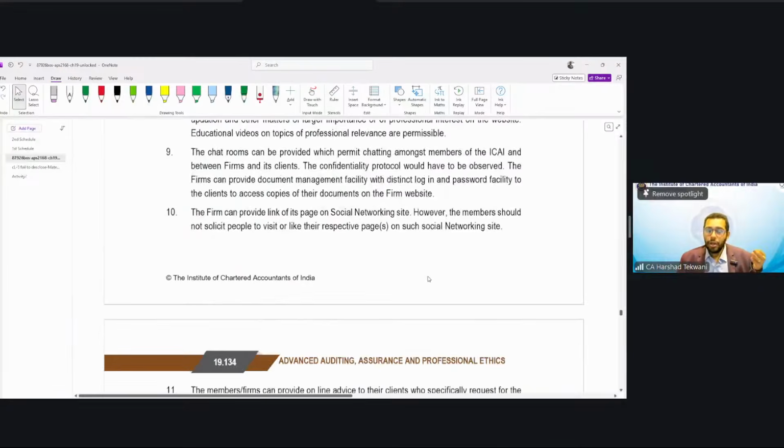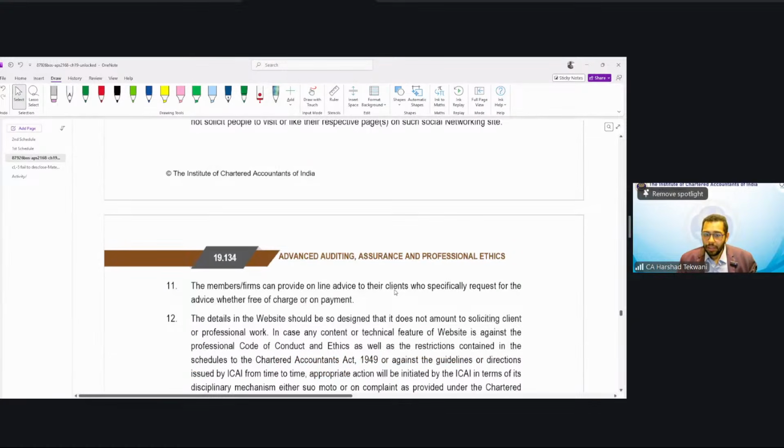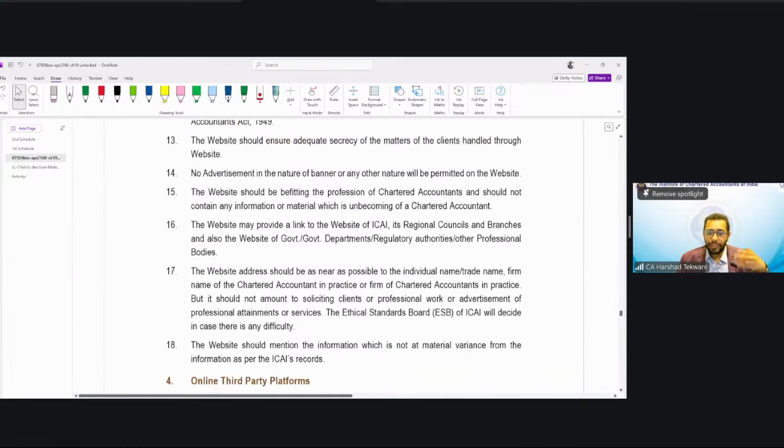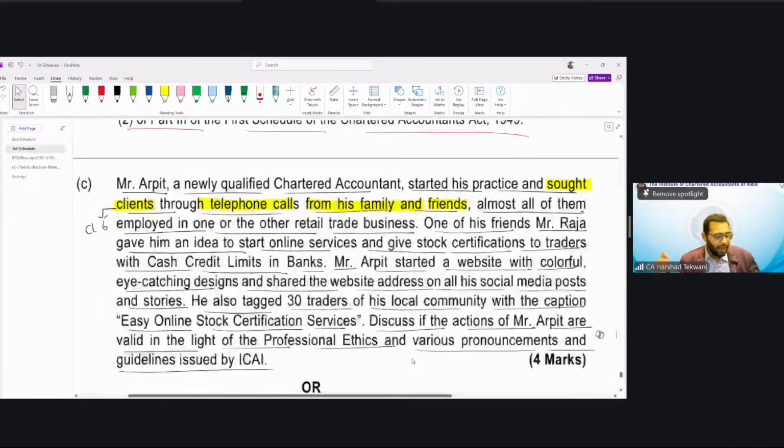As a result, if you do not comply with these guidelines, in that particular sense you are not complying with Clause 6, because they are also part of that, and accordingly you will be held guilty of professional misconduct. So in our given scenario, Mr. Arpit's website, like he has shared on the social media post, plus the colors and everything, they are not in line with the website guidelines. As a result, he will be guilty of professional misconduct under it.